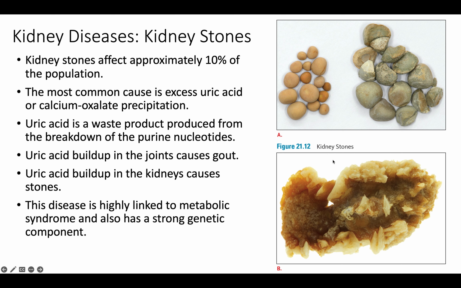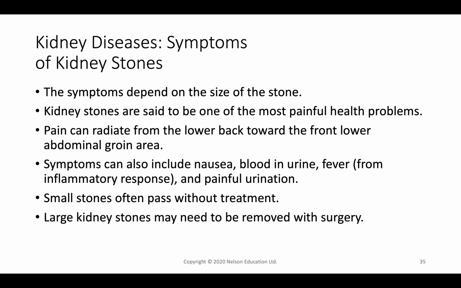So this is going to be a genetic disease, a genetic disorder that's linked to a metabolic syndrome whereby you are decaying your purines more quickly than normal, so you end up with excess uric acid. So again, it's typically going to be something that is genetically linked, so if your parents have it, you might want to keep an eye out for it.